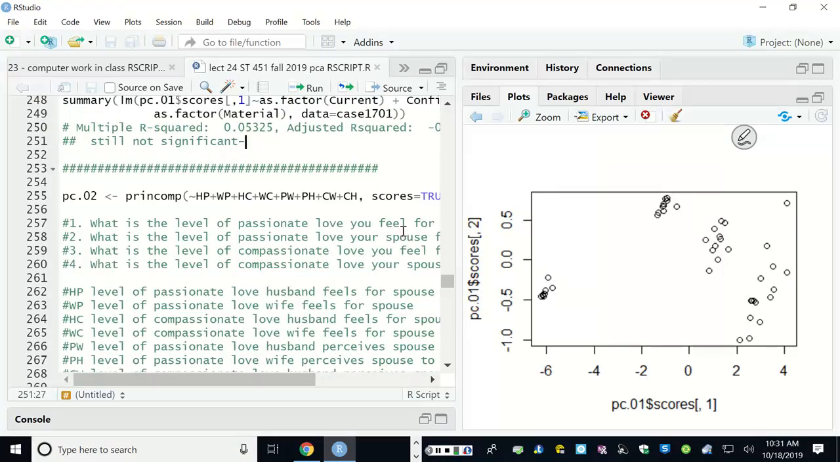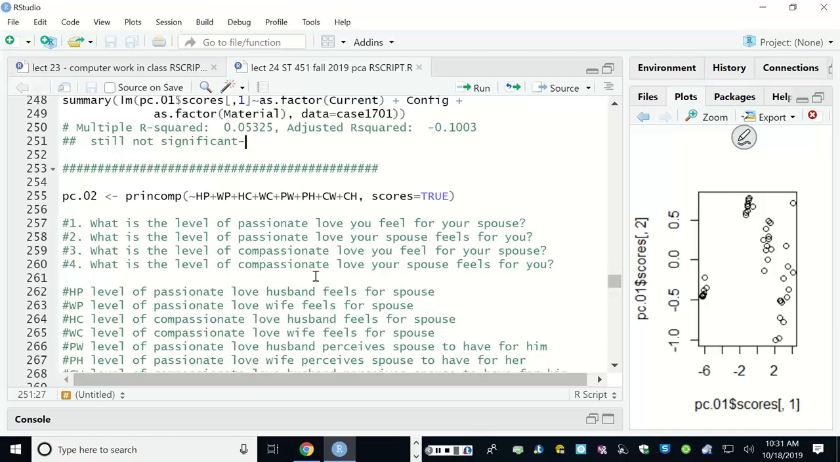So here's a little bit more about this second case study example. This had spouses, male and female, husband and wife, and basically had 4 questions for each person. So what level of passionate love you feel for your spouse.